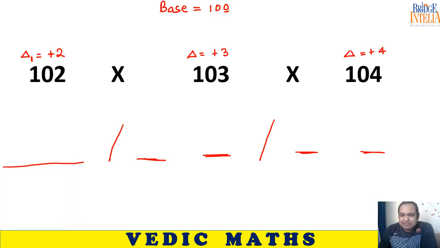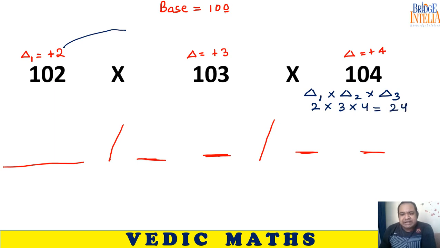In last part we have to write delta 1 into delta 2 into delta 3. So this is equal to 2 into 3 into 4. So that is equal to 24. And 24 is a two-digit number. So you can easily write here 2 and 4.